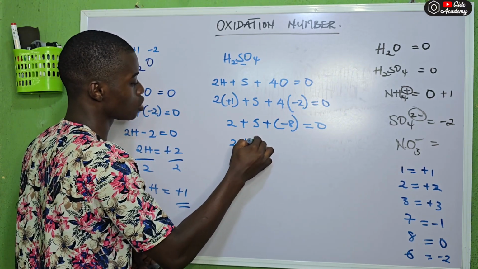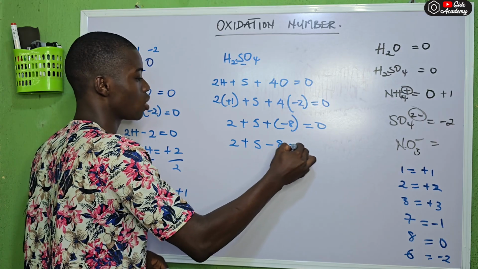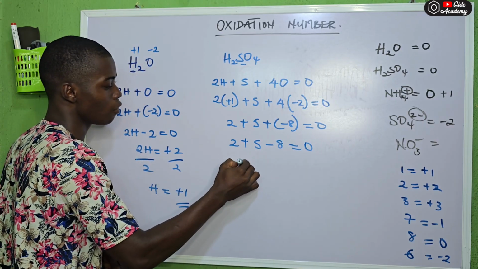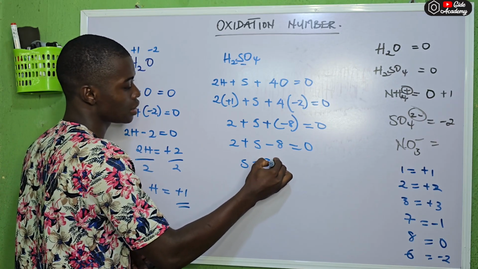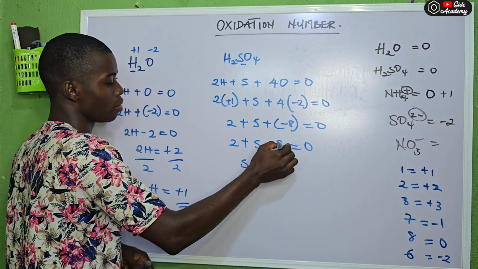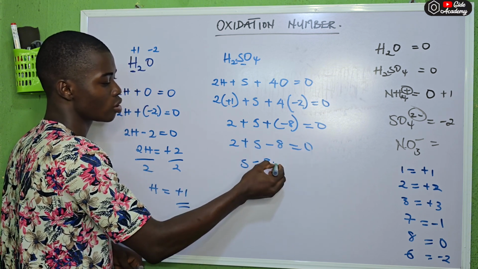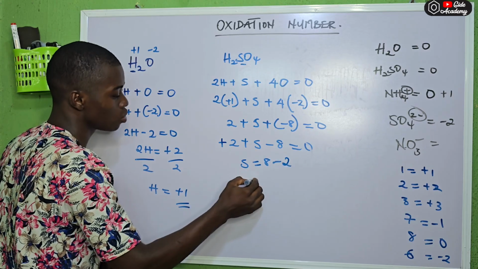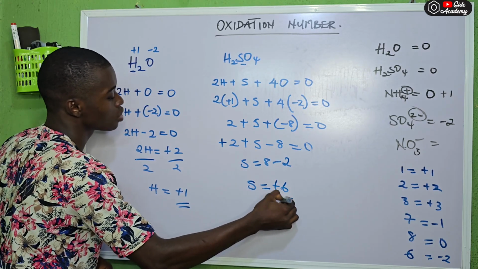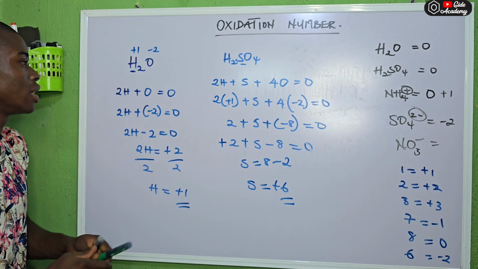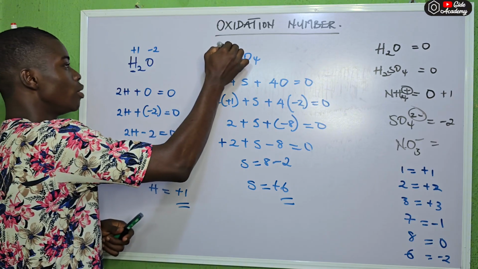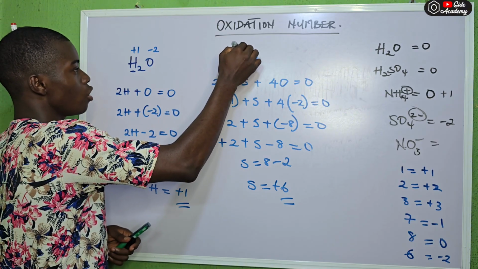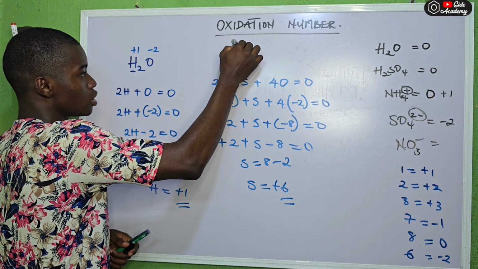Then 2 plus sulfur minus 8 is equal to 0. From there I will say sulfur is equal to 8 minus 2. Because here is negative, when it crosses it becomes positive; minus here is positive, when it crosses it becomes negative 2. So sulfur is equal to +6. Now let's check something out. We believe that hydrogen is +1, and sulfur here is +6.